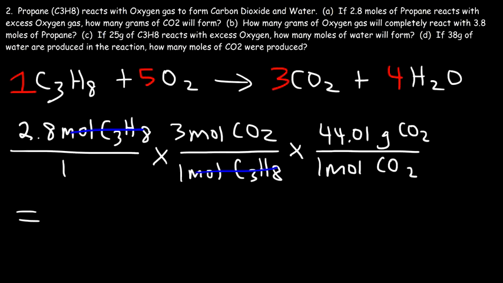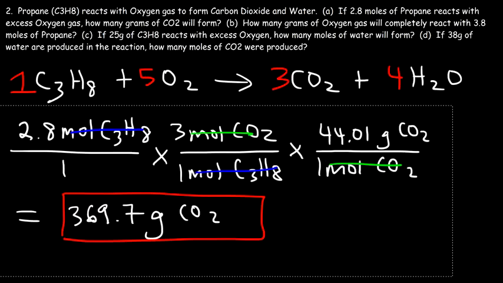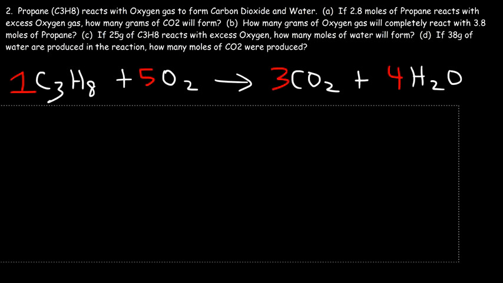So now let's just do the math. We can multiply across. It's 2.8 times 3 times 44.01. And so I got 369.7 grams of carbon dioxide. So that's it for part A. Now let's move on to part B. Feel free to pause the video if you want to try it. It's very similar to part A.